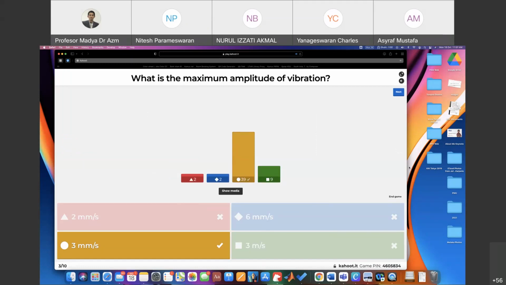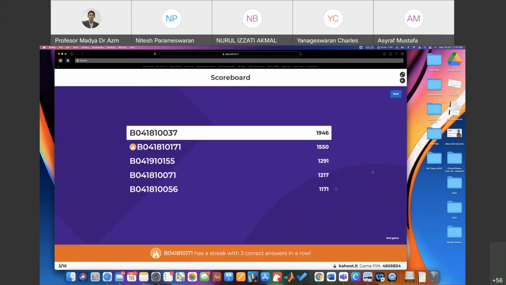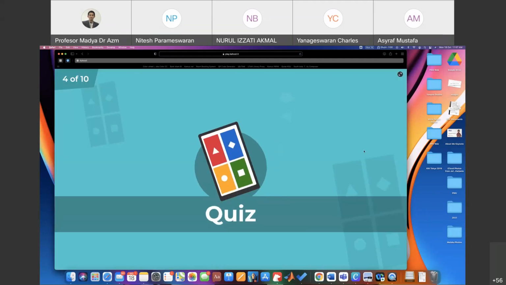Okay. Masih ada juga 9 orang salah. 3 meter per second. Ni kena tengok detail. Saya tuliskan 3 mm per second, bukan meter per second. Okay. Next. Siapa yang ada 171 ni siapa ni? P307 masih bertahan. Next.